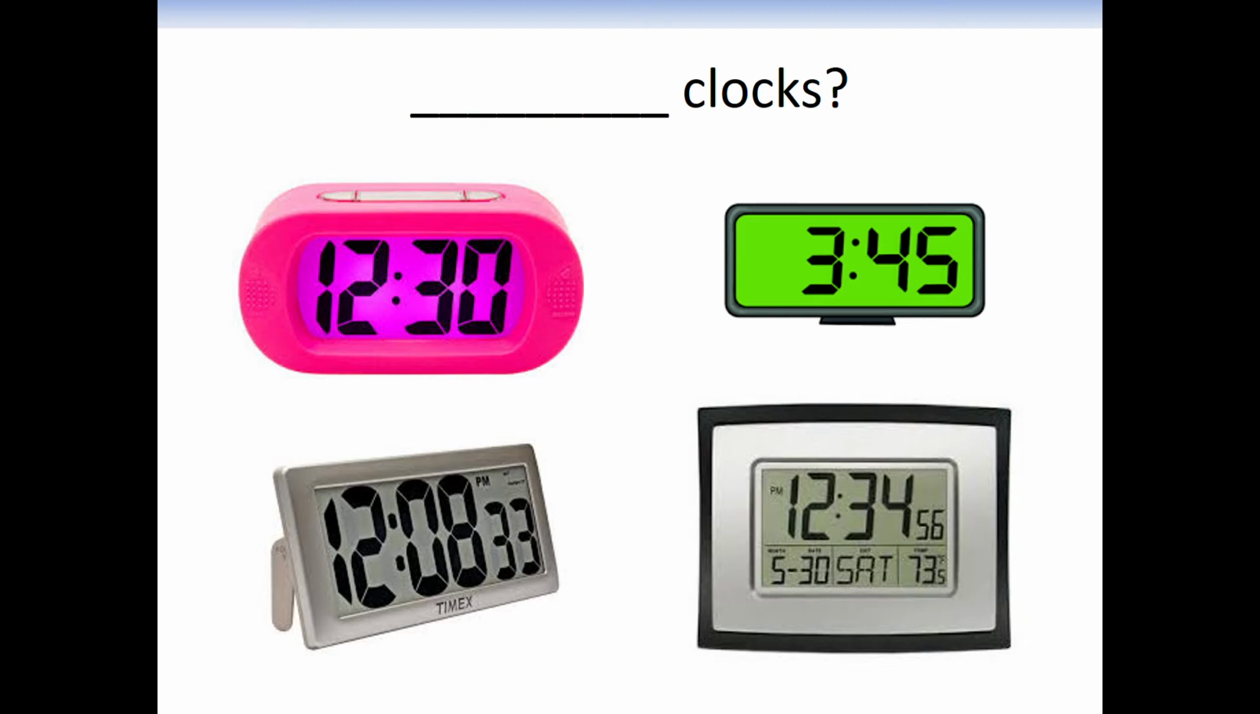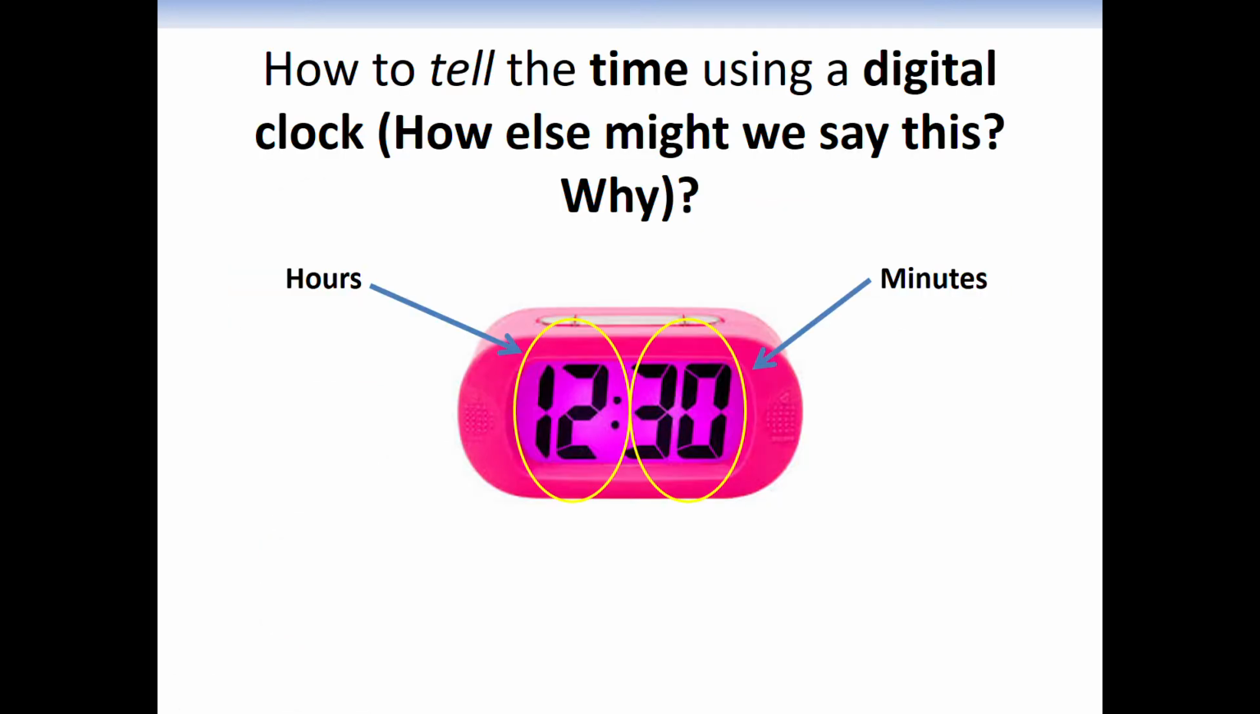Take a moment with your learning buddy here to have a look at these 4 clocks. What type of clocks are these? That's right, these are digital clocks. And using digital clocks, we tell the time slightly differently. You can see here I've highlighted the hours, and here I've highlighted the minutes.